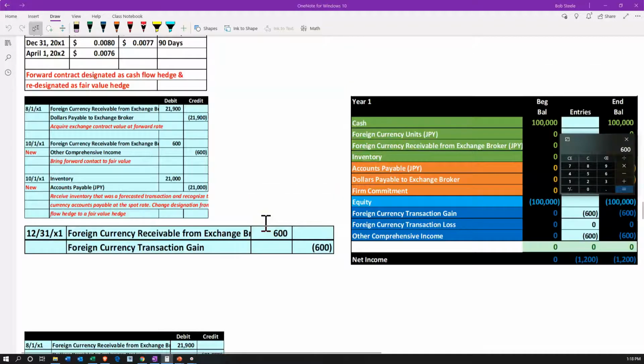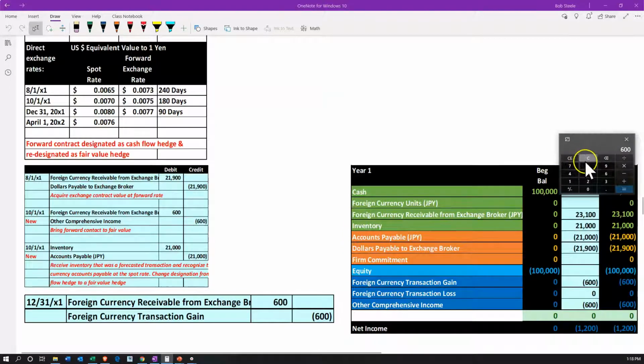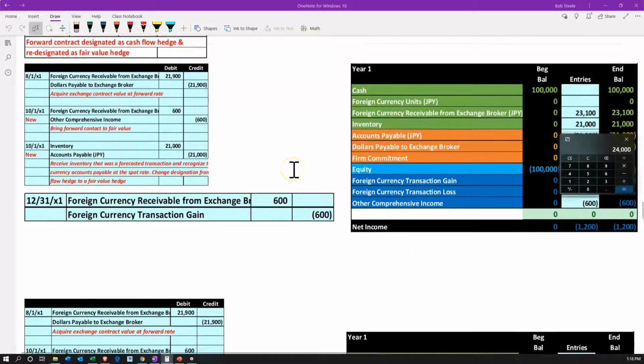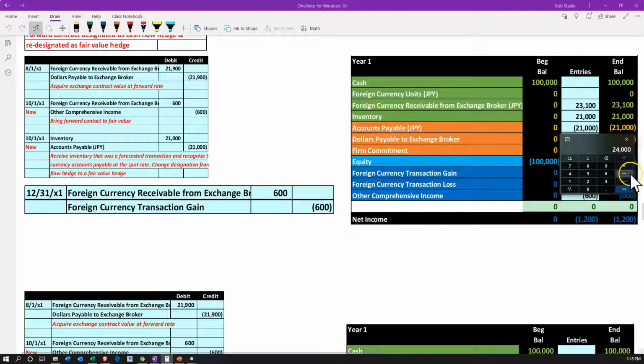Now it's the end of the year. So we're going to say, all right, we've got 3 million yen, and this time we're going to be using the spot rate, which is this 0.008. 3 million times 0.008 is going to be 24,000. So 24,000 minus what's currently in there, the 21,000. That's going to give us a $3,000 difference, that being a loss.